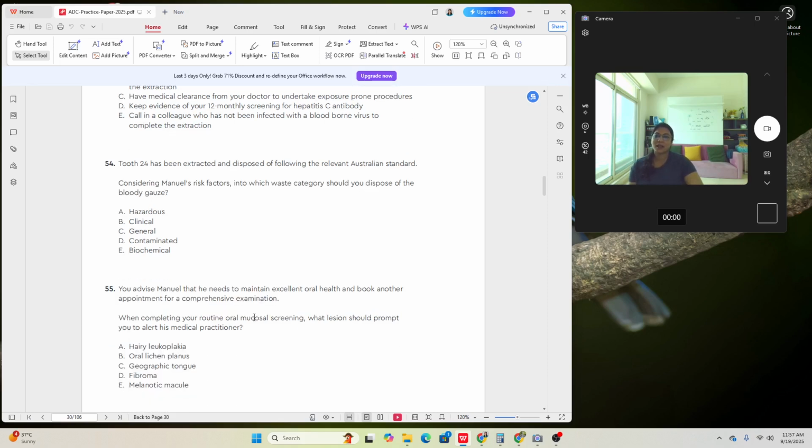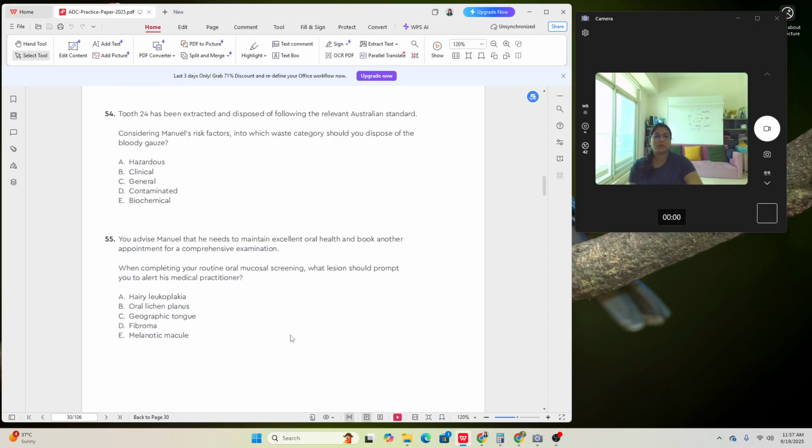You advise Manuel that he needs to maintain excellent oral health and book another appointment for a comprehensive examination. When completing your routine oral mucosal screening, what lesion should prompt you to alert the medical practitioner? Which is a lesion which is most common in HIV patients? It's hairy leukoplakia, and that is a pre-malignant lesion, and that is why if you see hairy leukoplakia in the patient, it should prompt you to alert his medical practitioner to assess the risk of pre-malignancy.